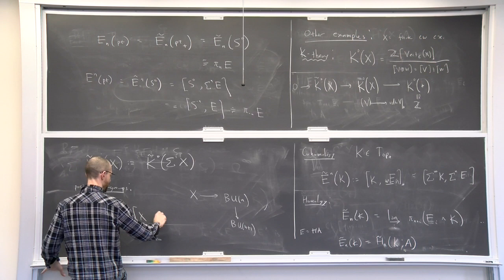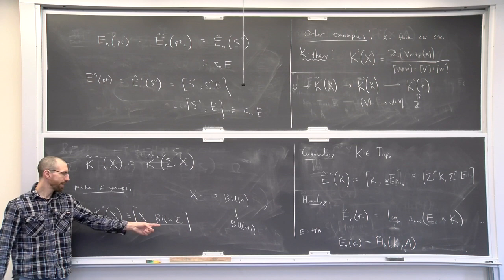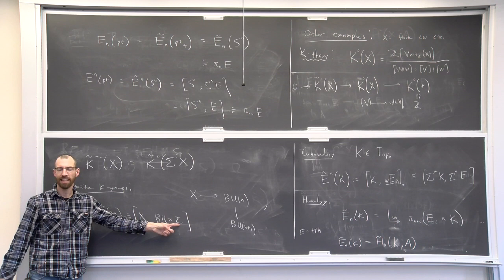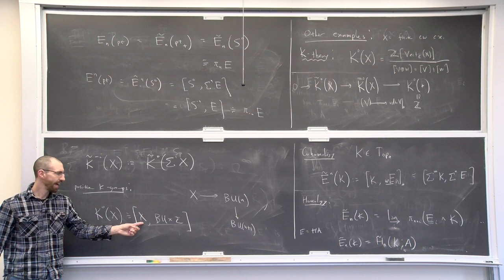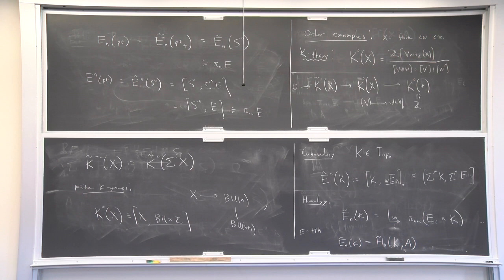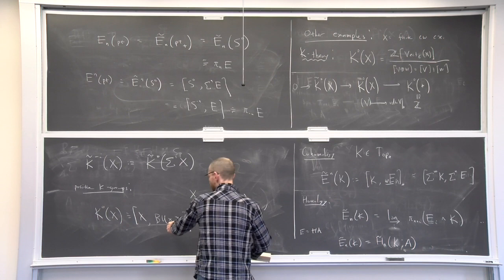So this is a pair of maps. The map from X into BU defines a stable vector bundle, and then the map into Z is giving you a different integer for every path component of X, and those different integers are telling you what the virtual dimension of that stable vector bundle is over those various path components. So this tells us what the zeroth space of our spectrum should be.